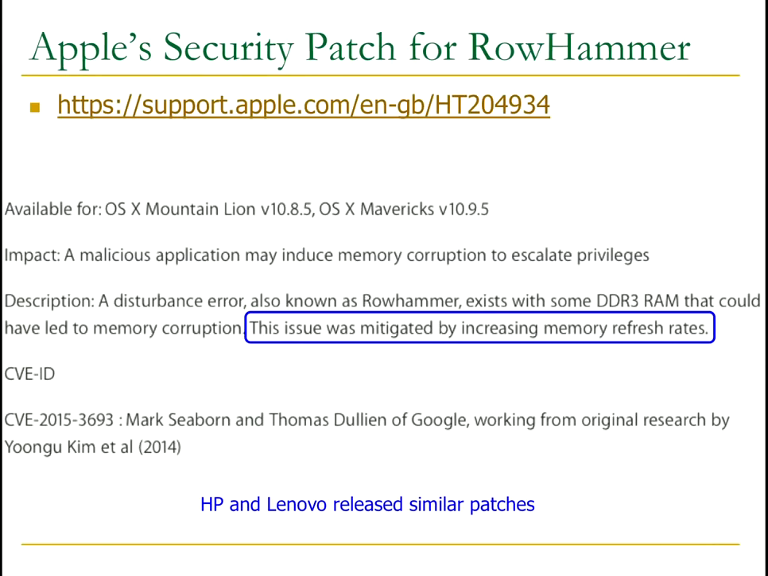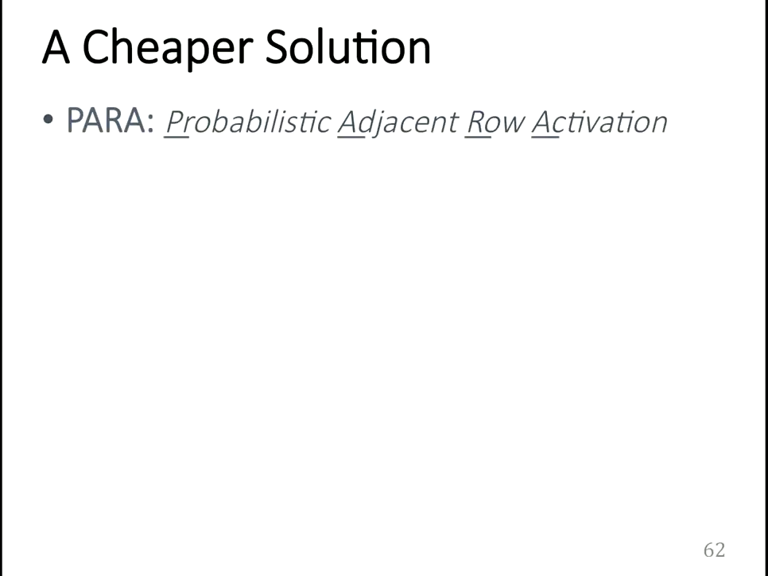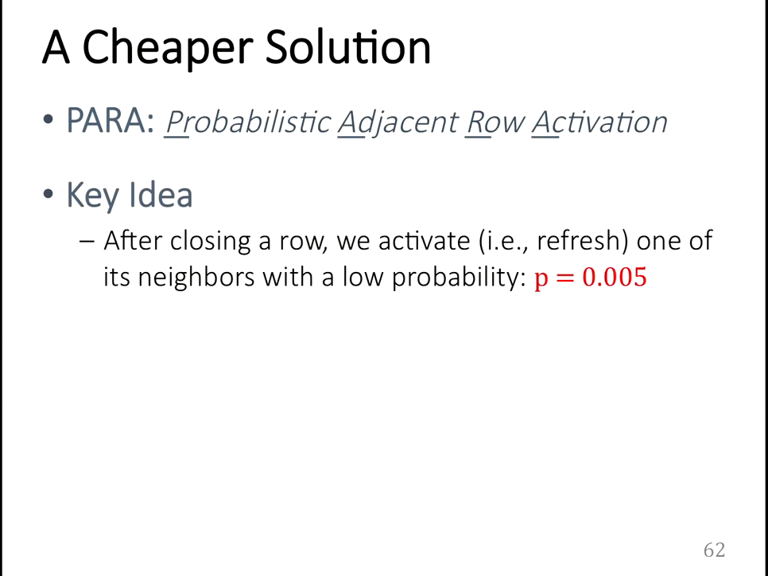So let me give you a cheaper solution that my students proposed, which I like. Basically, it's called probabilistic adjacent row activation. The idea is very simple. After accessing a row, closing a row, let's say, you activate or refresh its neighbors, physically adjacent neighbors, with very, very low probability. You can understand this, right? At the high level, this is very simple.